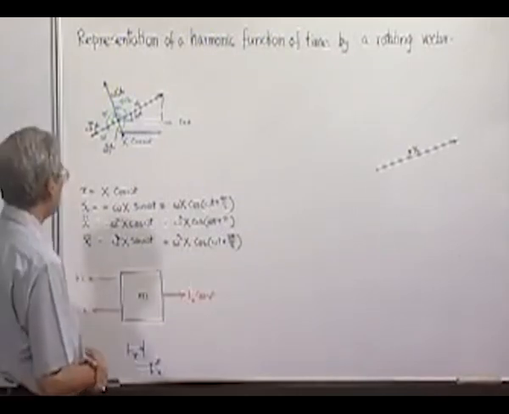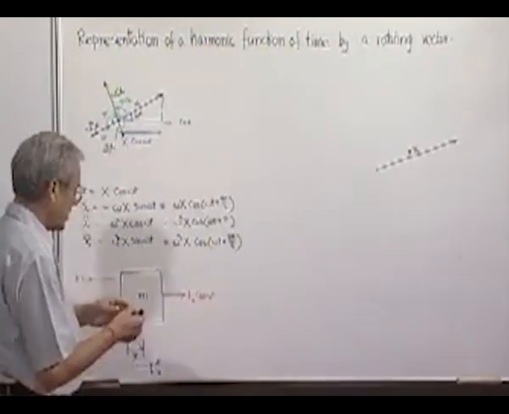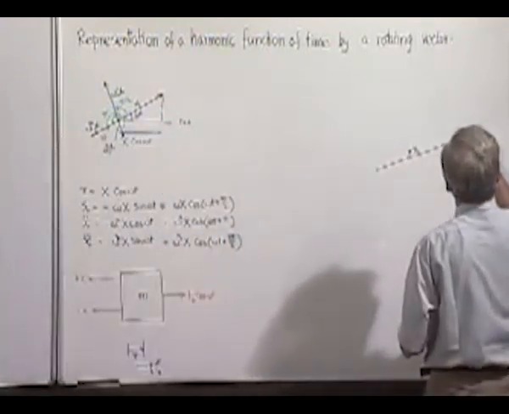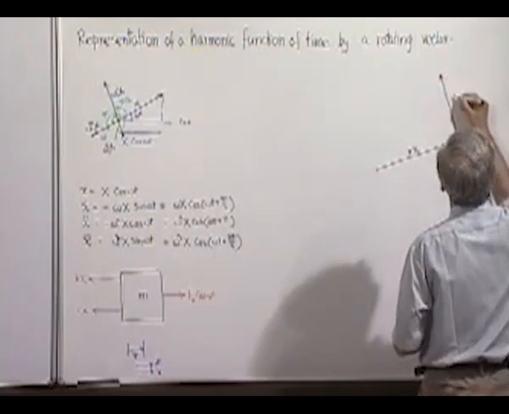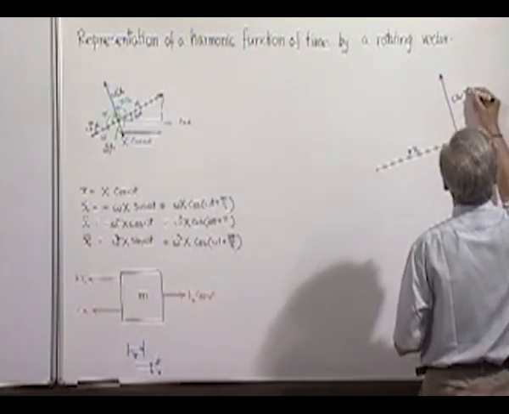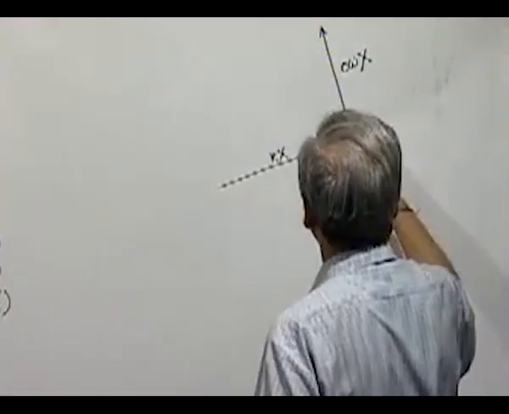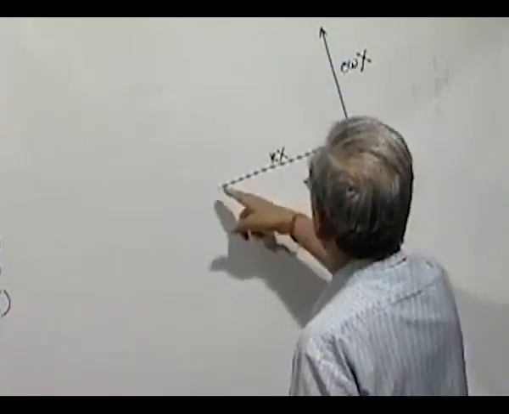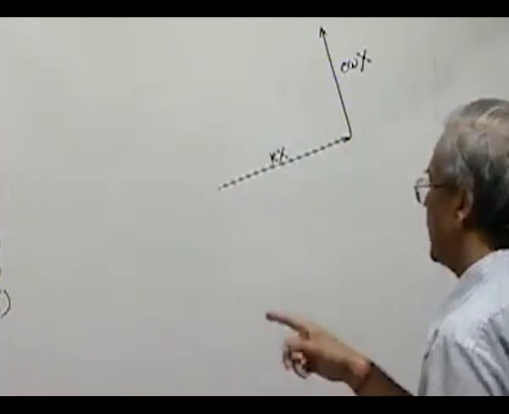Now, x dot is represented by a vector this. So, C x dot will be represented by a vector which is leading this. So, these two vectors, the kx vector and the C omega x vector, together when you join, they represent the total force acting on this side.